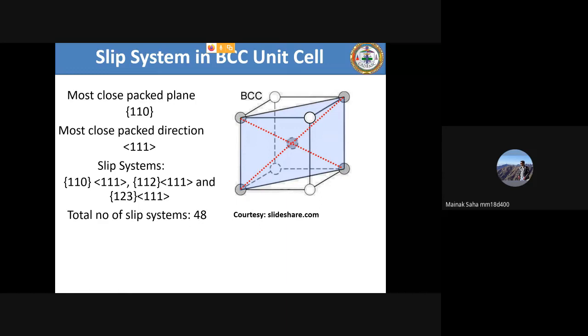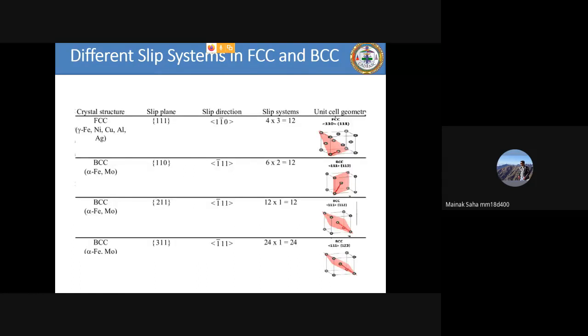But the question is now. I will show you this table. You can make a note of it, or take a snapshot, whatever you feel. This is the slip plane, slip direction, and these are the slip systems, with the unit cell geometry. This will be helpful for your next studies also, so you can just take a note of it.